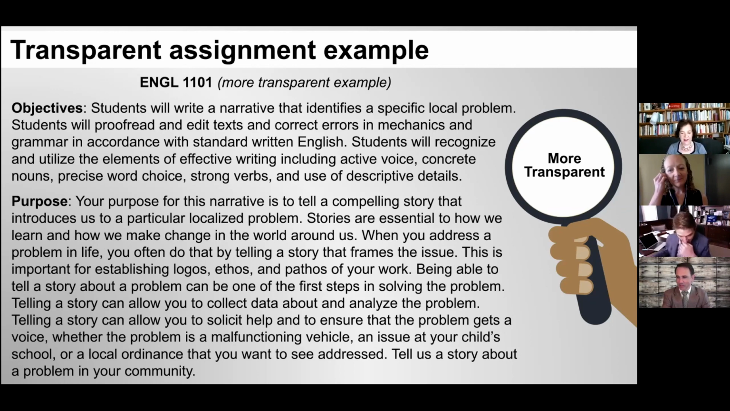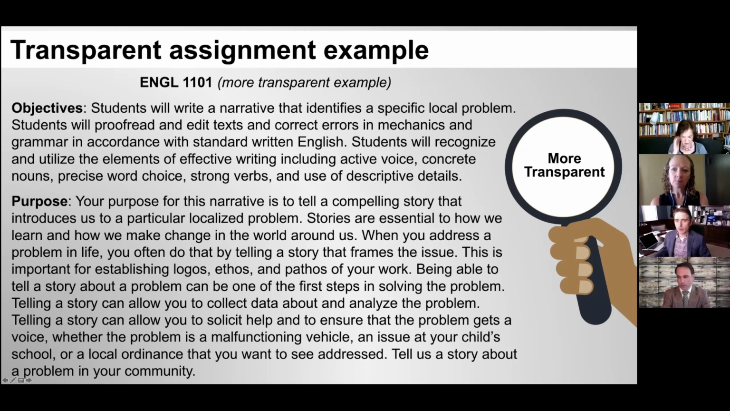A specific local problem should be defined a little bit more, because it's a vague concept for students. When I have local problems, I'm specific. I give examples, some examples, such as, right?